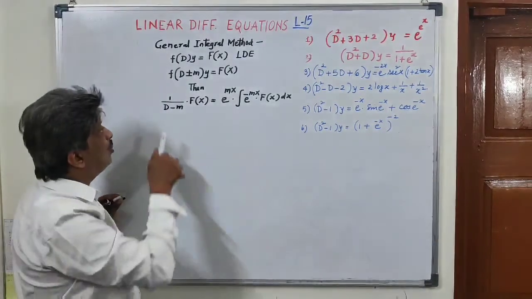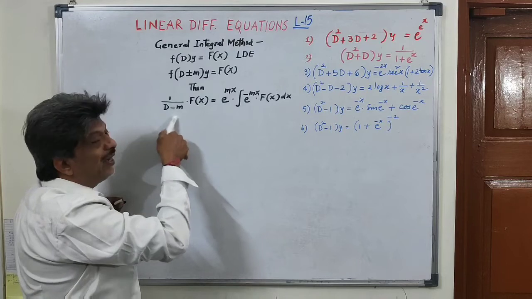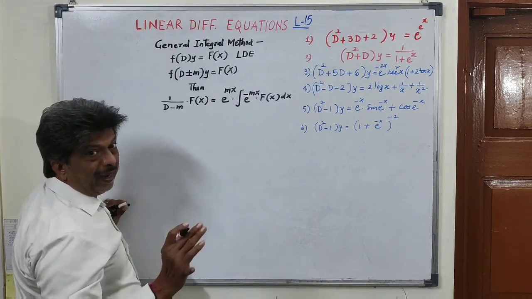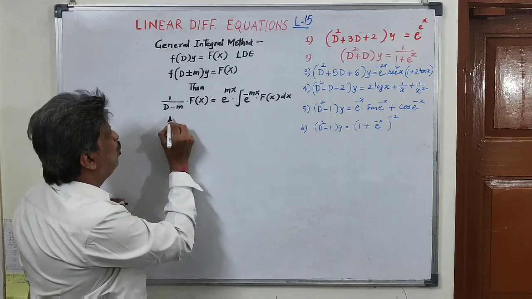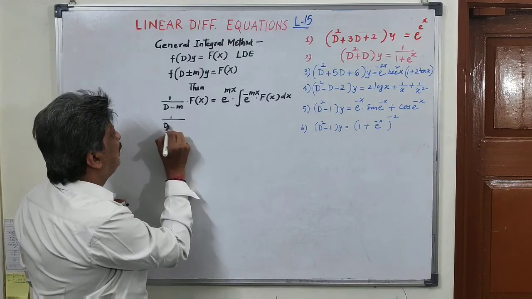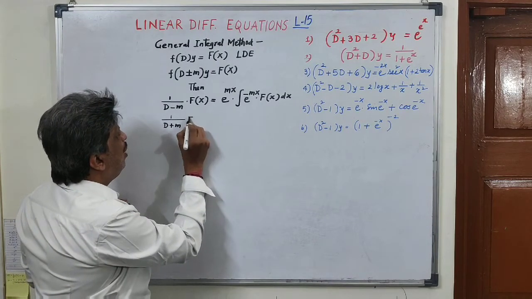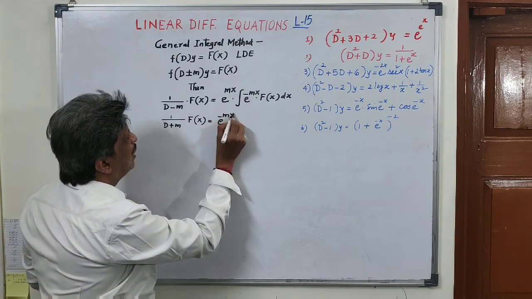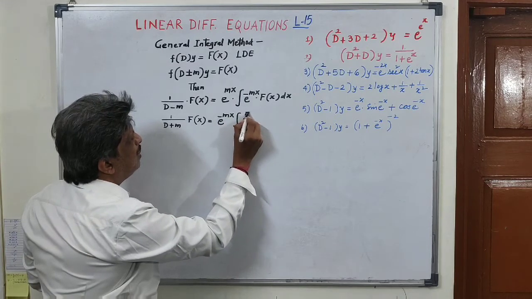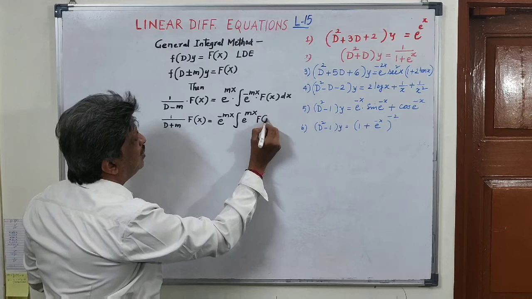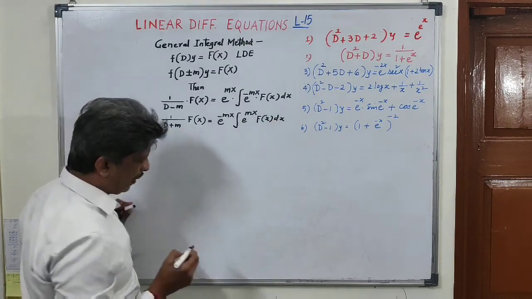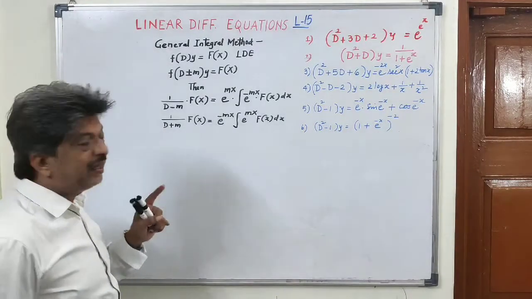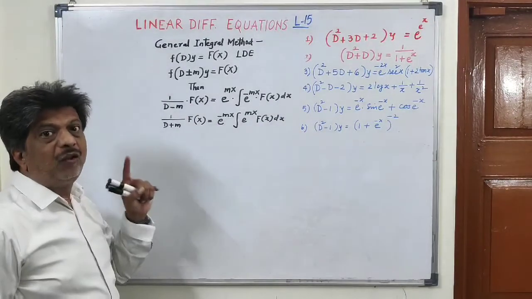That means if your function f of D is of the type D minus m, and if I replace m by minus m, it would be 1 upon D plus m operating on F of x, that is equal to e raised to power minus mx into the integral of e raised to power plus mx F of x dx. These two formulae are called the general integral formulae.